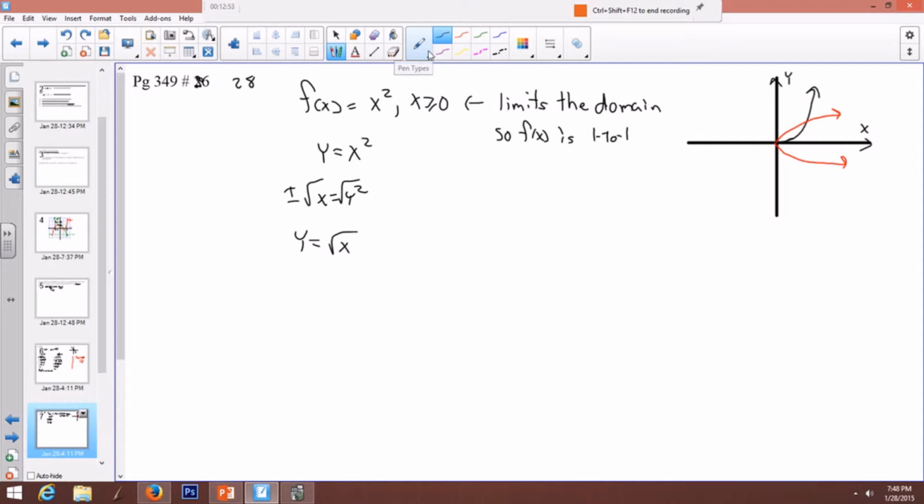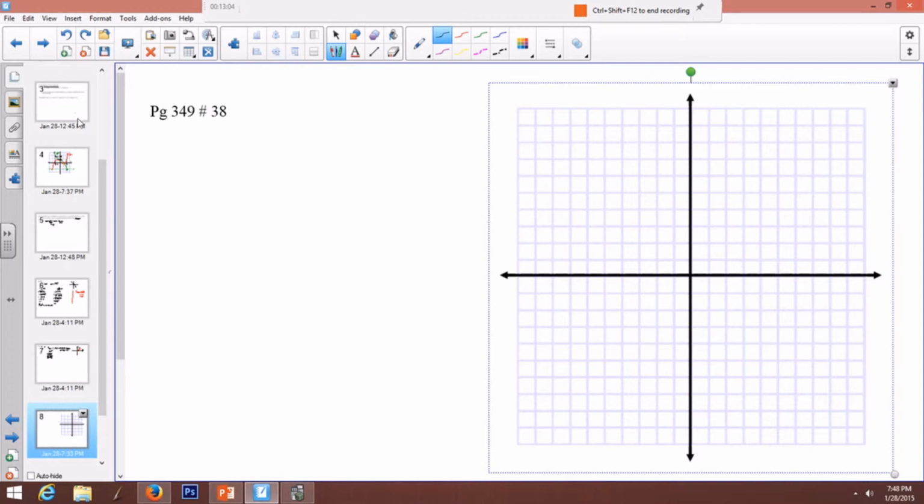And then what we're getting rid of, as far as the graph goes, is this bottom portion right here, and that is going to be our solution. All right, moving on to the next one, number 38.